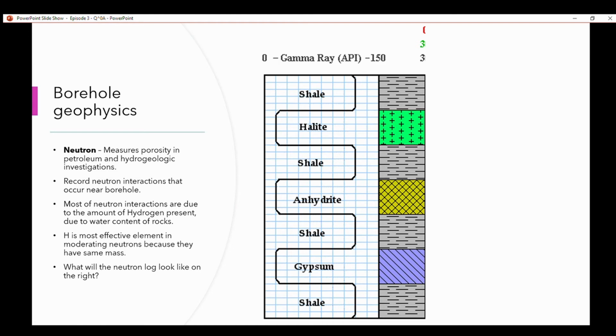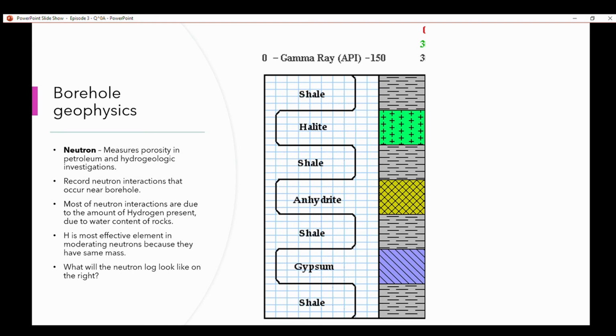So we have the gamma, but let's see. I would expect shale to have a low density. Let's see, I'm trying to remember. No. Well, I guess we'll see. I would pause the video and try and guess.